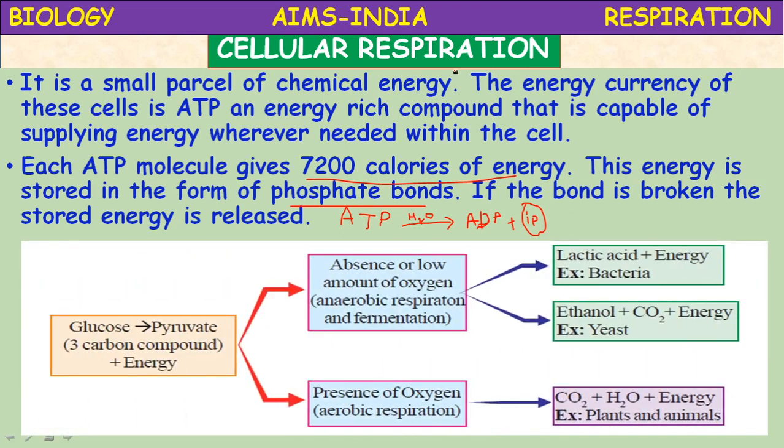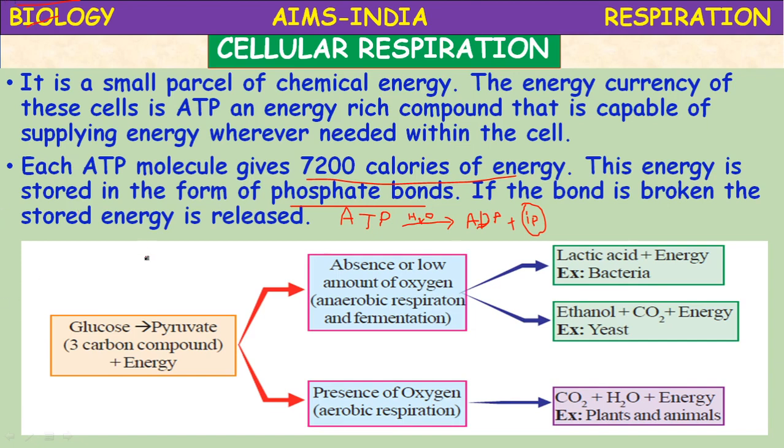So here, this cellular respiration involves several steps which you study in your higher classes. The first one is glycolysis, the breaking down of glucose into two molecules of pyruvic acid. This glycolysis process takes place in the cytoplasm of the cell.